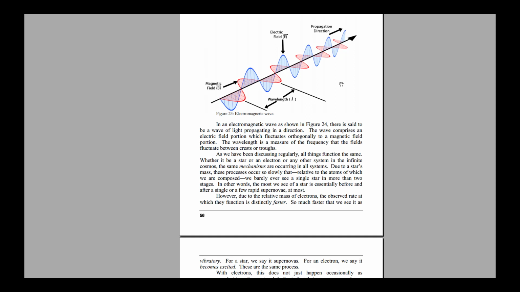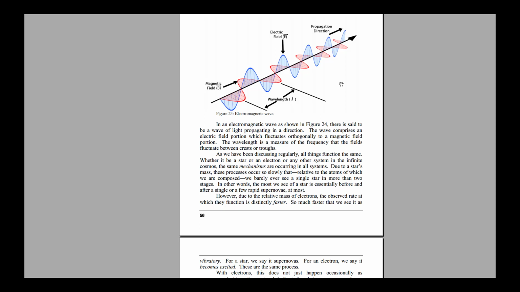In an electromagnetic wave, as shown in figure 24, there is said to be a wave of light propagating in a direction. The wave comprises an electric field portion which fluctuates orthogonally to a magnetic field portion. The wavelength is a measure of the frequency that the fields fluctuate between crests or troughs. As we have been discussing regularly, all things function the same, whether it be a star or an electron or any other system in the infinite cosmos. The same mechanisms are occurring in all systems.